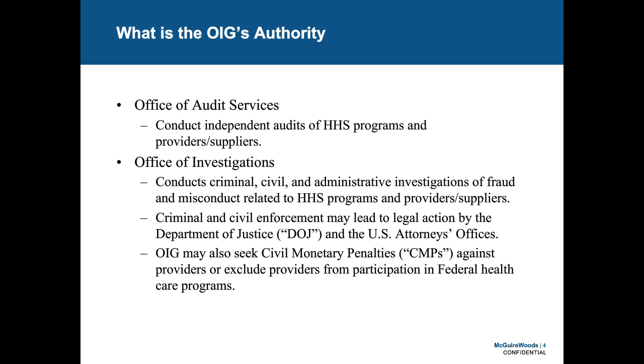The OIG is actually divided into six component offices. The Office of Audit Services and the Office of Investigations play the most pertinent part in what we're talking about today when we talk about enforcement actions, either, as I said, their own enforcement actions or assisting the Department of Justice and the various U.S. attorneys' offices in bringing criminal and civil actions against providers. The Office of Audit Services conducts independent audits of HHS programs and providers and suppliers. Very often, those audits will turn into a recommended overpayment if they found one for a provider, but the OAS doesn't actually seek that overpayment themselves.